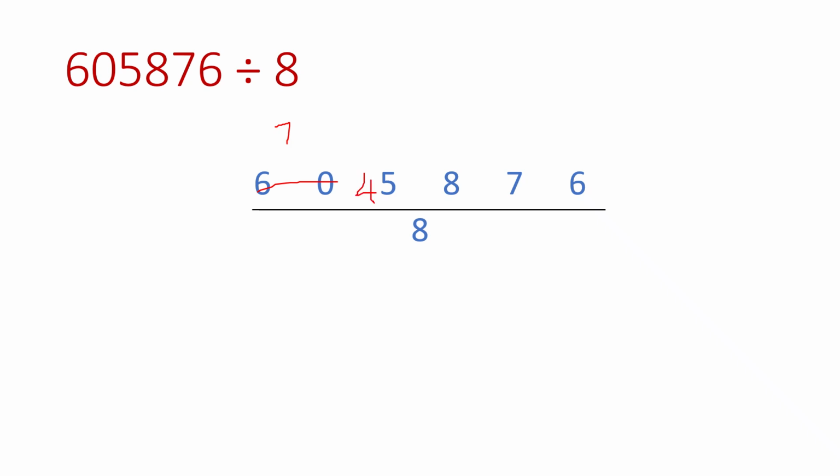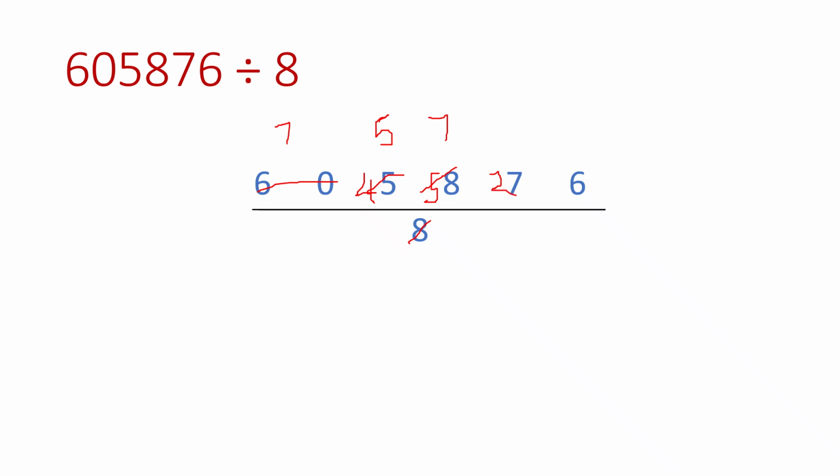It becomes 45. 45 divided by 8, how many times will it go? 5 times it will go. 5 eights are 40. 45 minus 40 gives me 5 as a remainder. I'll take that remainder to the next digit. 58 again by 8. How many times will 58 be divided by 8? 7 times again, because 7 eights are 56. 58 minus 56 is 2, the remainder. I'll take that 2 to the next digit.